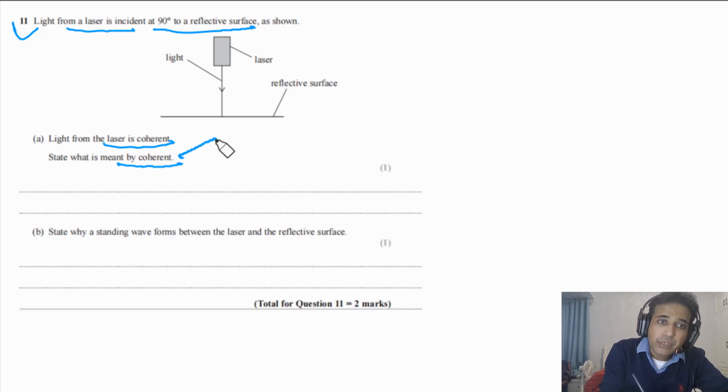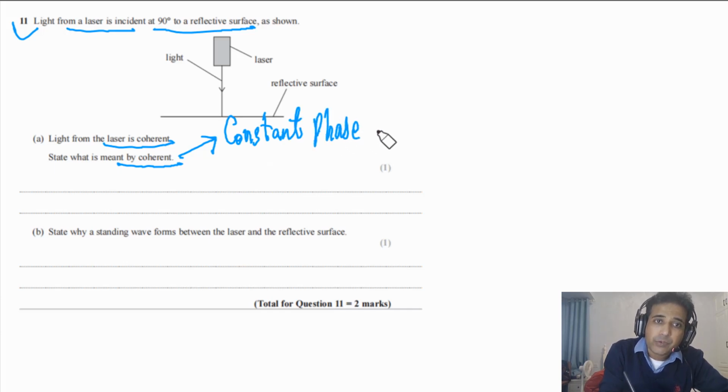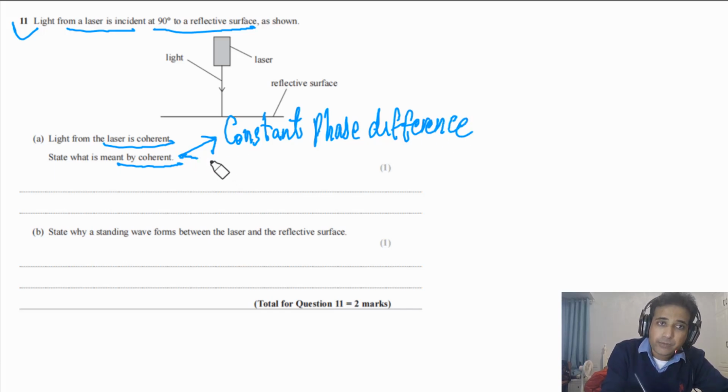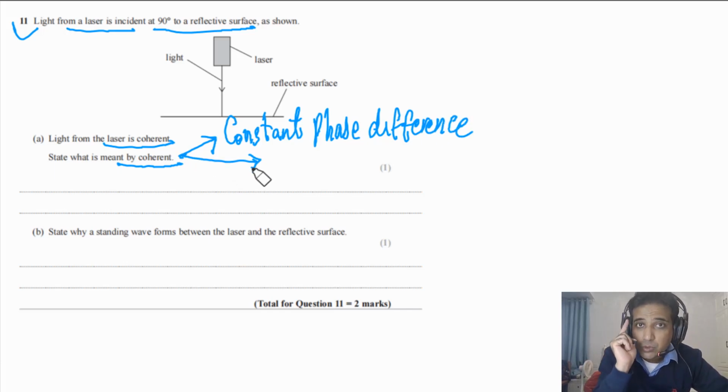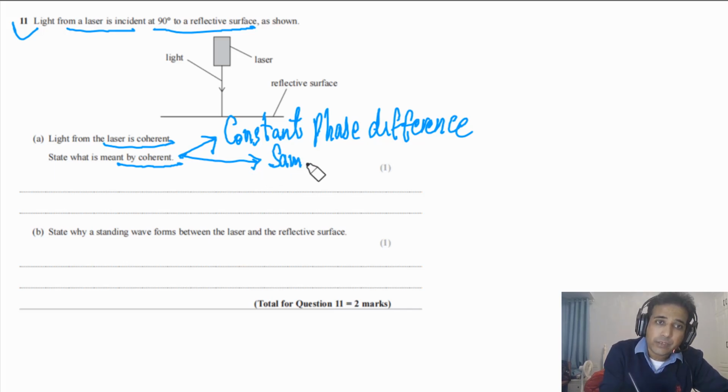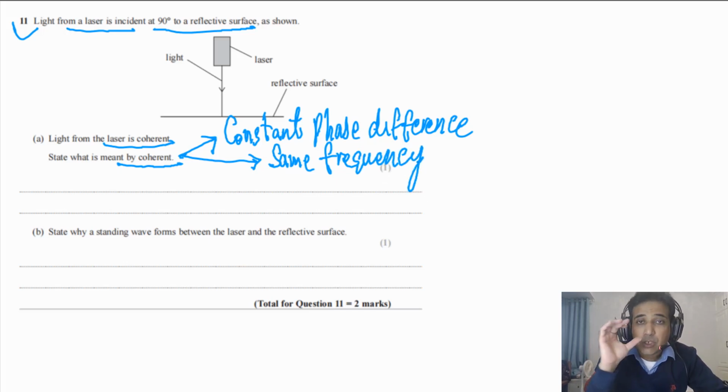Coherent simply means that the phase difference is constant between two waves. Constant phase difference. So this is how you can define what is coherent. And constant phase difference is only possible if they have the same frequency. So we can also say they should have the same frequency. So this is how you can define coherent.